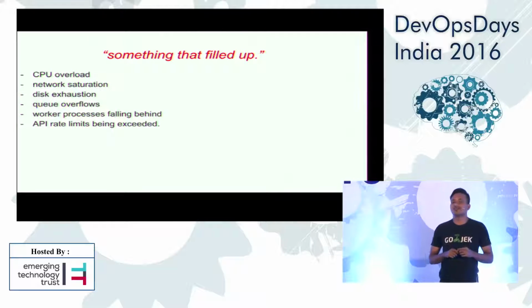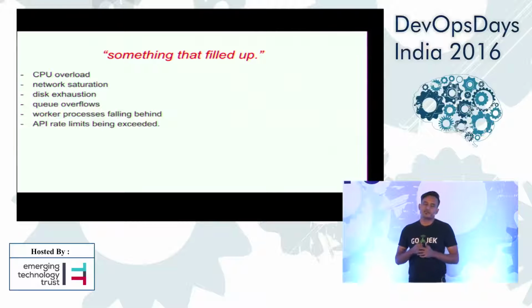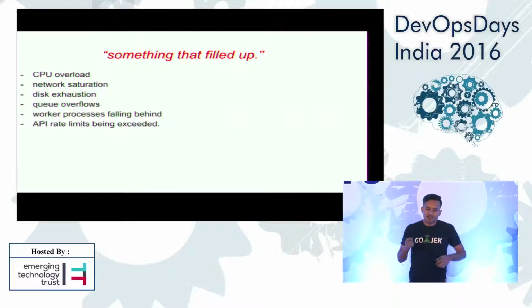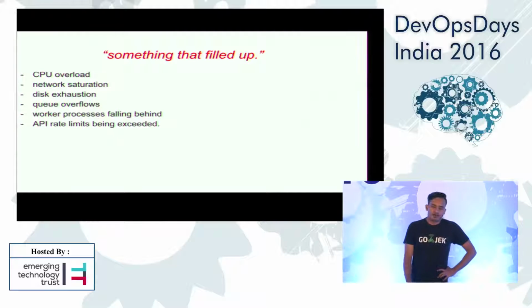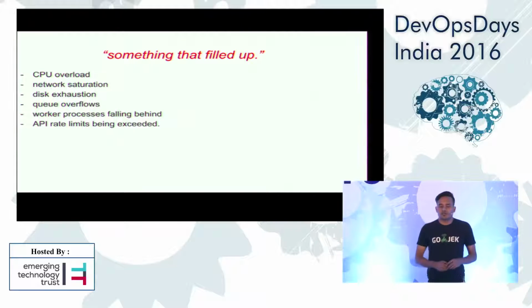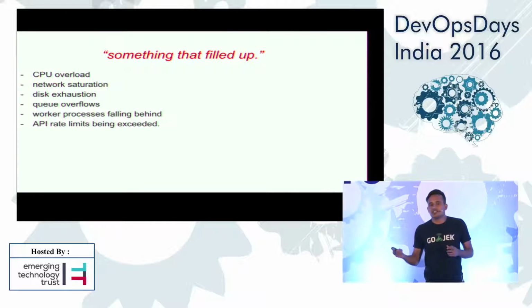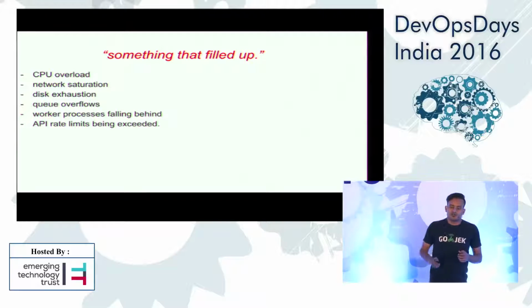Okay, so something filled up. This is the most commonly used phrase when a production issue happens. It can be that your CPU gets overloaded, your network gets saturated, or the disk is full. Your queues are getting full, Redis, RabbitMQ, whatever, and your worker processes are falling behind your master, or the API rate limit is being hit. Like we use Google Places, and it can hit your API limit if the traffic is a lot. So we need to keep an eye out on each of them.